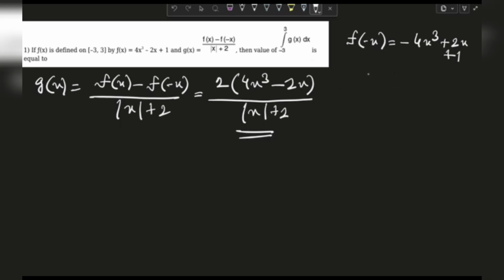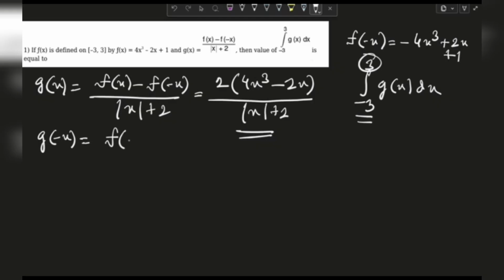Now if we take a look at the integral, this is minus 3 to 3 g of x dx. Because this is minus 3 to 3, we could take a chance by checking what sort of symmetry the curve has on both sides of the y-axis. Let's see that. For that, I will find out g of minus x. If we find g of minus x, this comes out to be f of minus x minus f of x, divided by, if we take minus x inside the mod, that becomes the same.